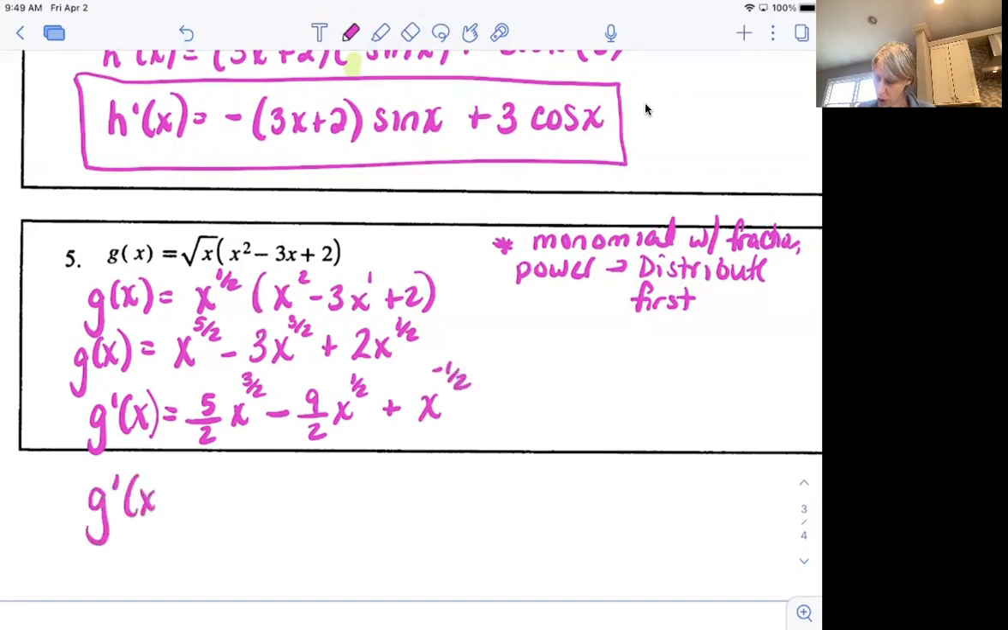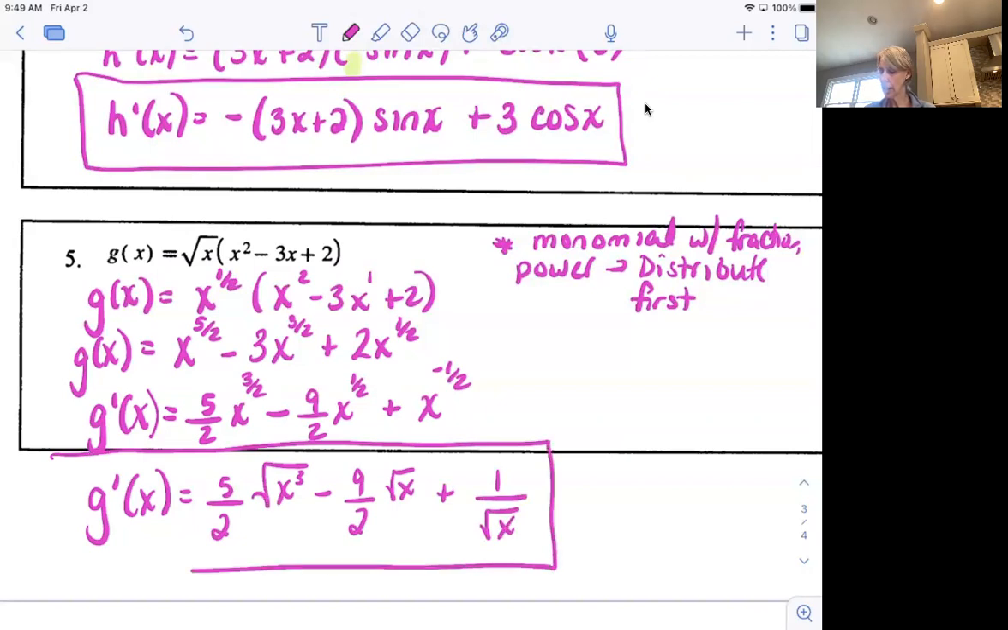And if we were asked to, you should be able to rewrite this. So this would be square root of x cubed, minus 9/2 square root of x plus 1 over the square root of x. And that would be the way we would leave that answer.